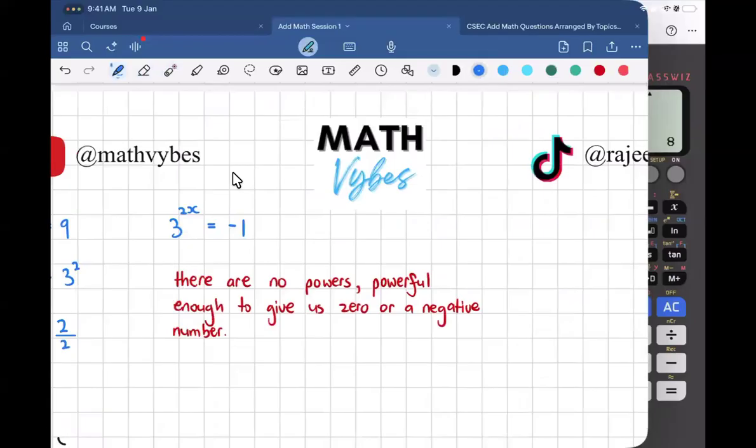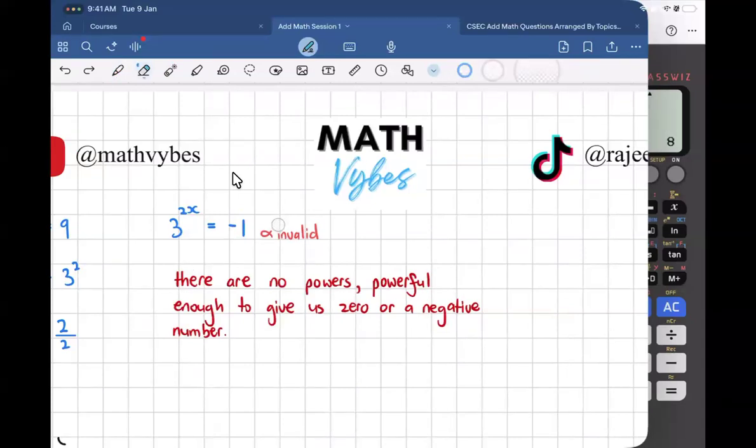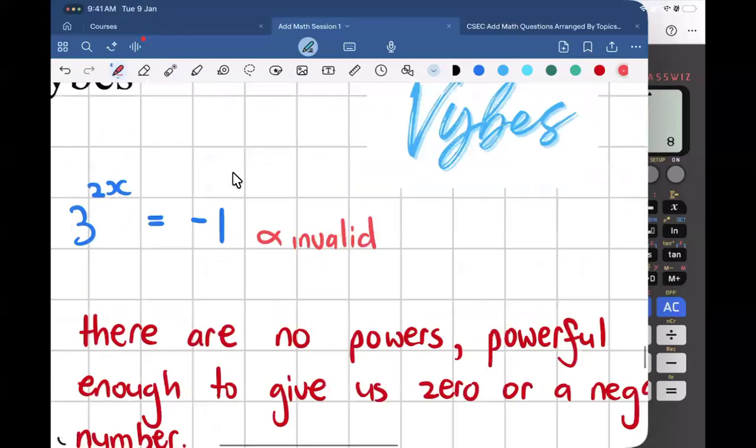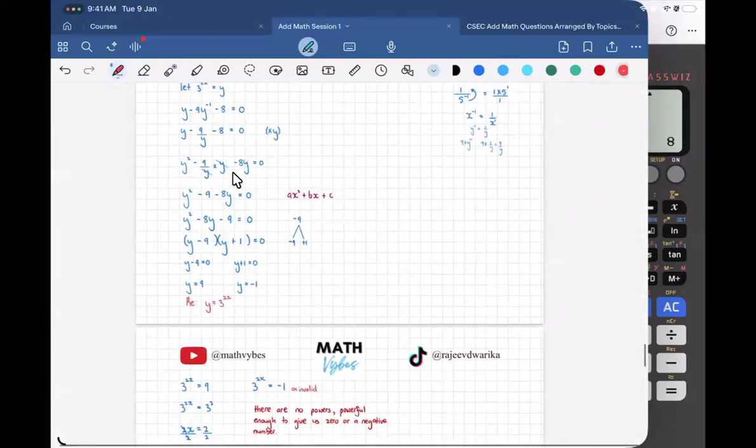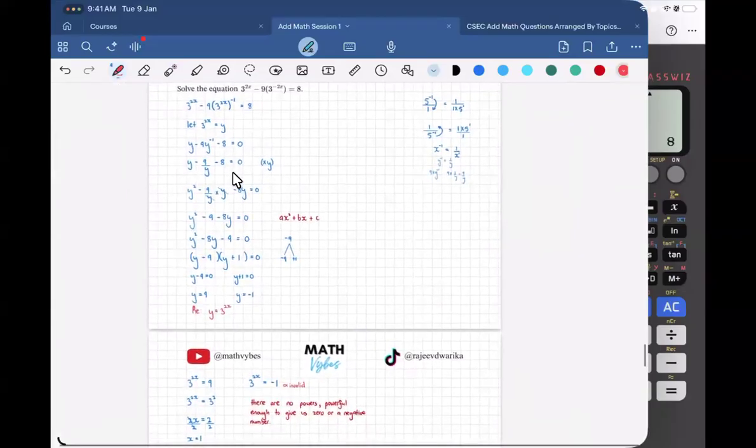So, anytime you encounter a situation like this, you just put invalid. And you can put a reason why, because that would look really good. If you show them why, that would look good as well. So do that as well. I'll give you some time to copy down this example, and I will give you all a question to try on your own.